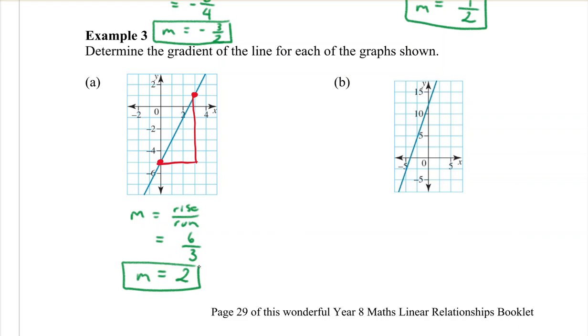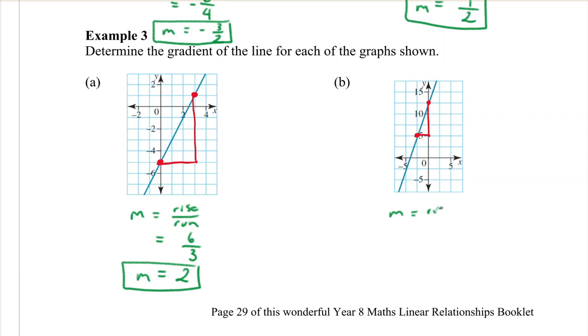Part B. Can we find 2 nice spots? I think, does it go nicely through that one there? Sure. Yeah, the 10. Between the 10 and the 15? Yep. And right there on that 5. They look like nice ones. So straight down, horizontally across.